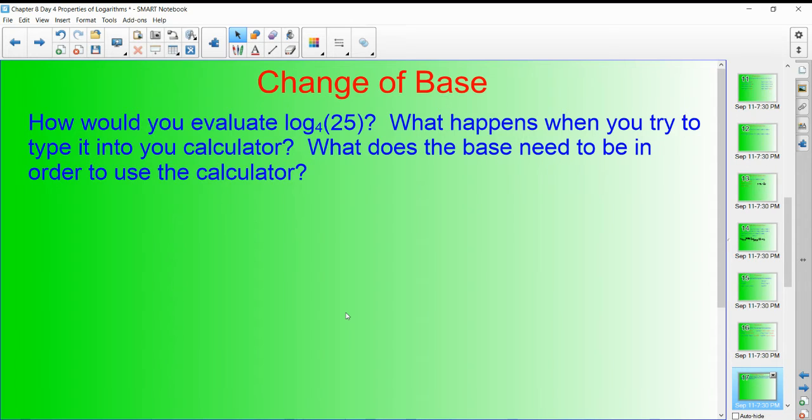Now, the last topic we're going to learn about is what does our calculator like and what does our calculator not like. So, log base 4 of 25. Try to put it in your calculator. I don't think you're going to have much luck. Think about what is the problem? Why can't I do that?